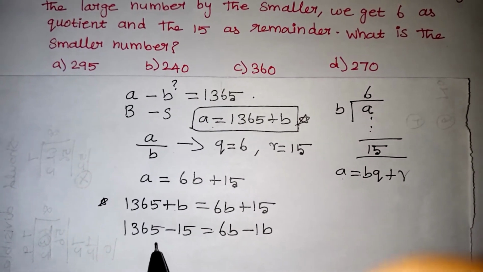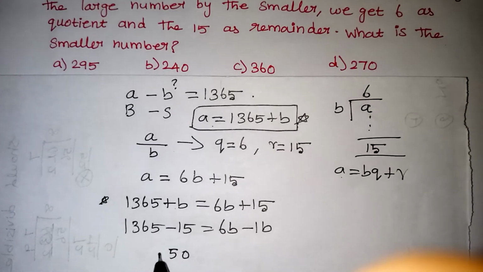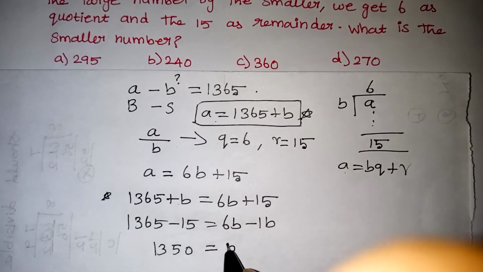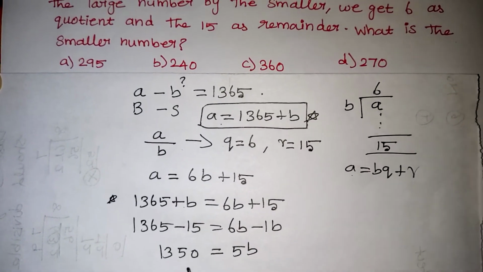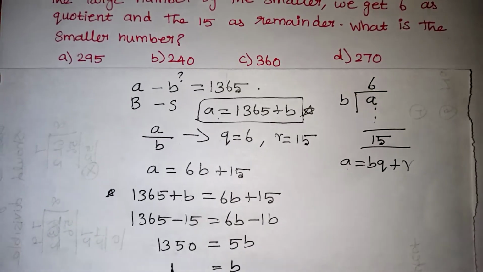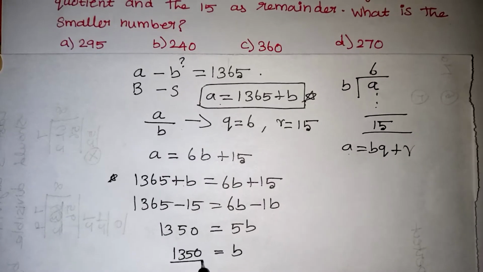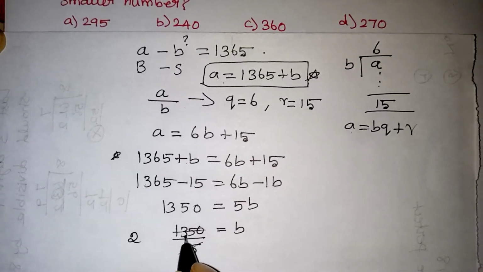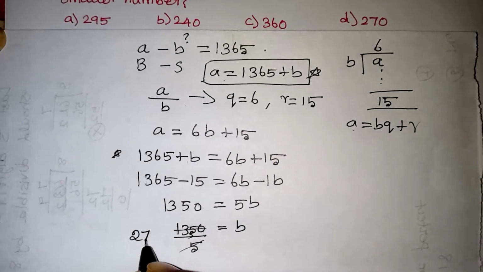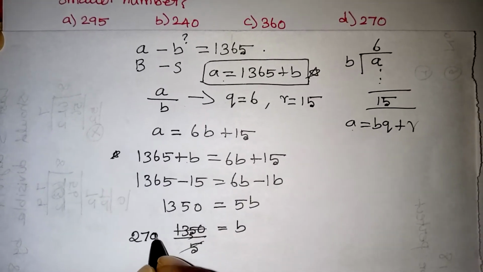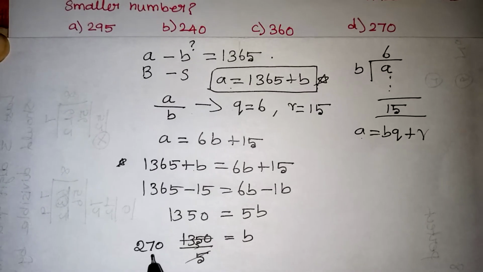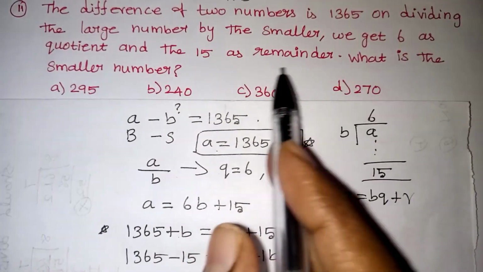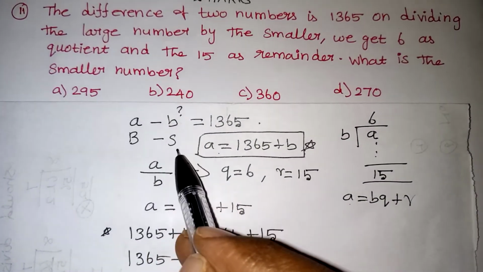So subtraction of these two numbers. So 0, 5, 3, 1 we are getting. 6B minus 1B will give you 5B. So multiplication 5 will come down as a division. So B is equal to 1350 by 5. So cancellation, 5 2s are 10, 3, 7, 3, 7 5s are 35, then the 0. So B is 270. If you want to get the A value, you can substitute here. But in our question, they asked you to find only the smaller number. So B is the smaller number here.